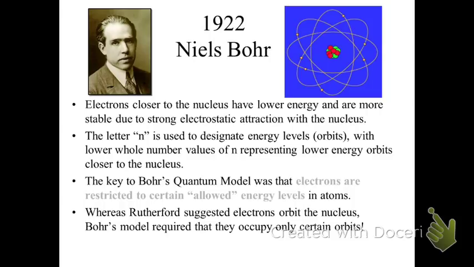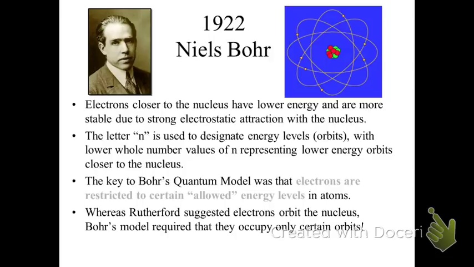Now, he used the letter N to designate the energy level that the electrons were in. The lower N, the closer it is to the nucleus. Quantum numbers, just saying. Now, key to Bohr's model was he believed if they're in a particular N, they have to gain energy to move to another N or lose energy to drop down to another N. They cannot just freely move between these energy levels.